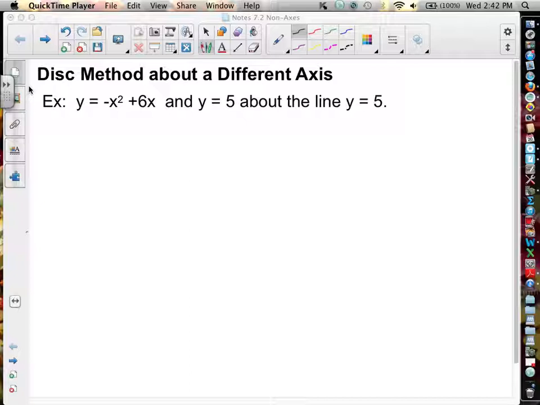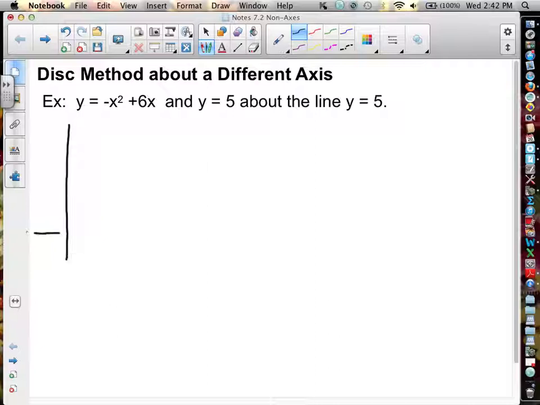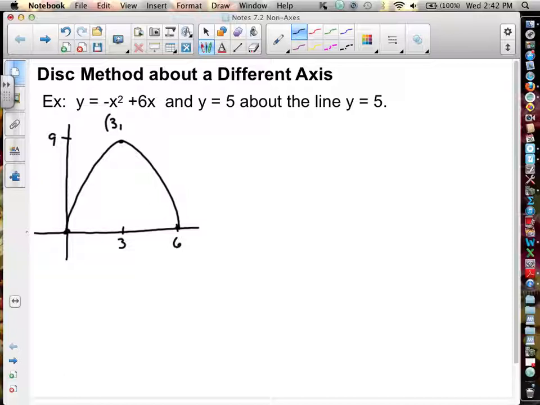Right, so we're going to start rotating around a line other than the x-axis and the y-axis, so around a different axis. This example is in your notes. We go through and sketch the graph for this. Looking at something like this, negative x squared plus 6x is going to be a parabola that opens downward. The vertex is right here at (3, 9). And the line y equals 5.